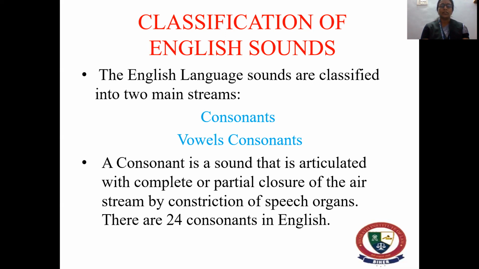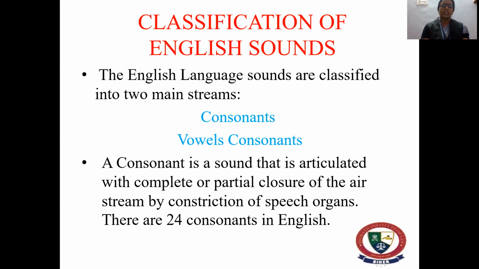A consonant, what do you mean by consonant? That we'll see. A consonant is a sound that is articulated with complete or partial closure of the air stream by constriction of speech organs. There are some 24 consonant sounds in English. It doesn't mean the alphabet. It always means the sound. 24 consonant sounds in English.